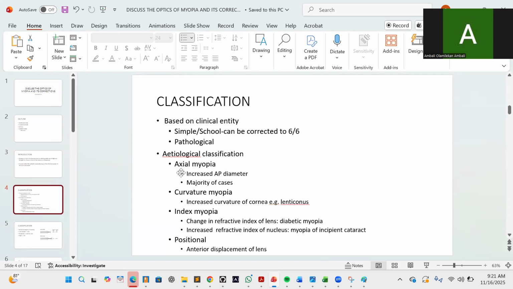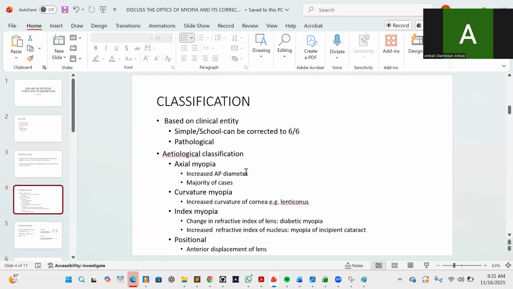They also classify it based on etiology. It can be axial, if the axial length of the eye is much, which usually accounts for the majority of cases, like cases of congenital glaucoma, where we have buphthalmos. The IOP is so high that it keeps stretching the eye, and so the axial length will be high. So congenital glaucoma can have axial myopia. And of course, it can have a mixture of curvature myopia too, because the cornea will also flatten out, so they can balance each other out. But that is the meaning of axial myopia that we're talking about.